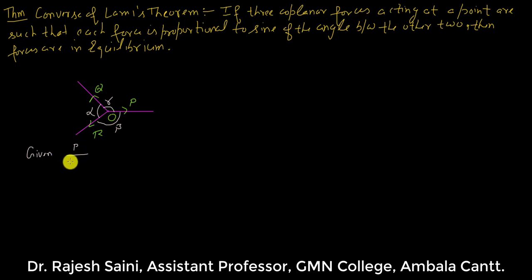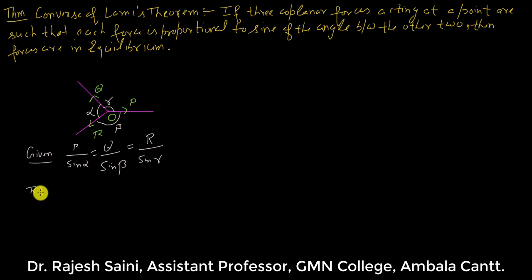So the given condition is that each force P is proportional to the sine of the angle between the other two, that is sine of alpha. Similarly Q is proportional to sine of the angle between R and P, which is beta. R is proportional to sine of the angle between Q and P, which is sine gamma. And this is the given condition.